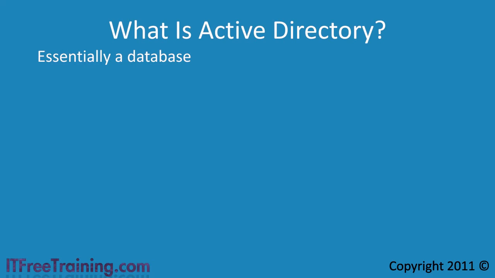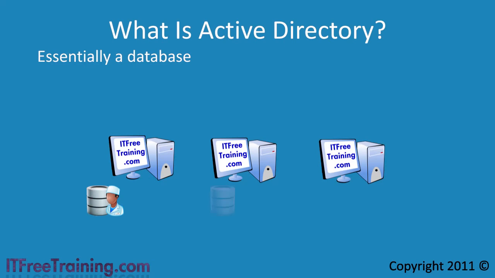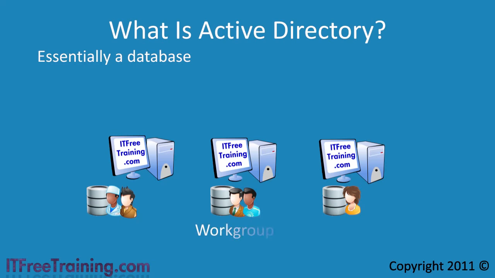To better understand Active Directory, first of all consider a world without a system like Active Directory. In this world without Active Directory, every computer on the network has its own small database of usernames and passwords. Microsoft calls this kind of setup a workgroup. Essentially, a workgroup is every man for themselves and there's no central control.